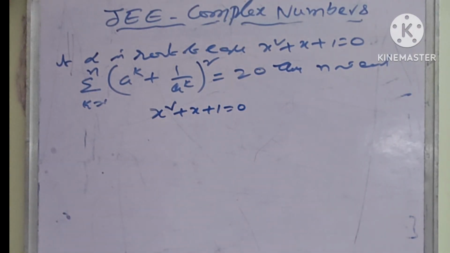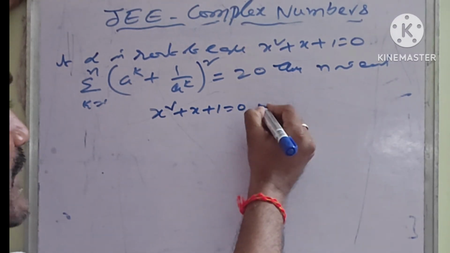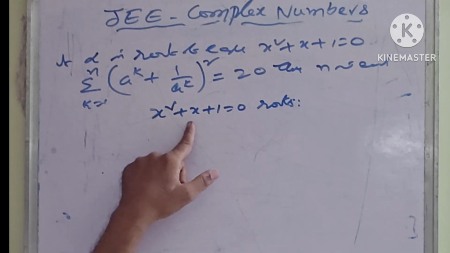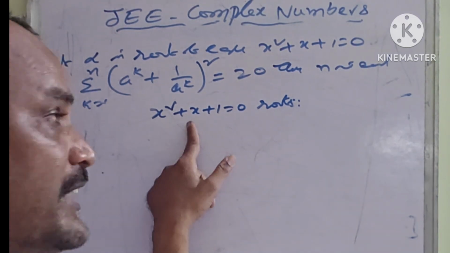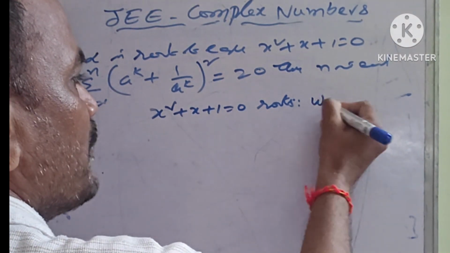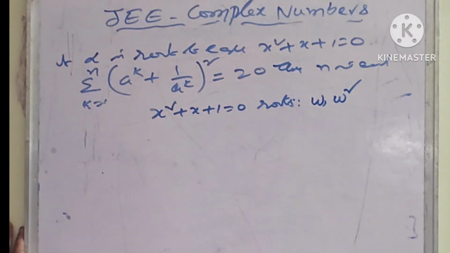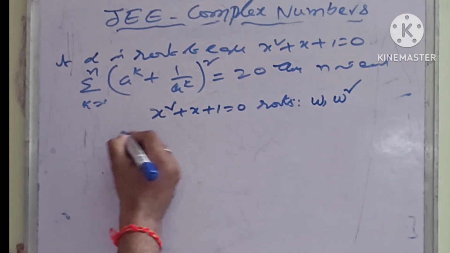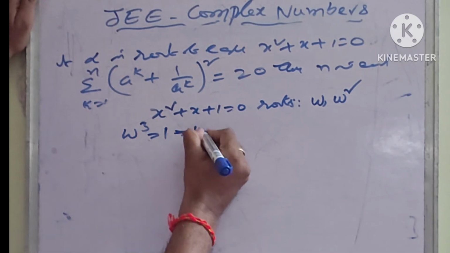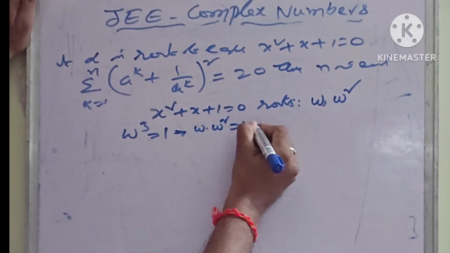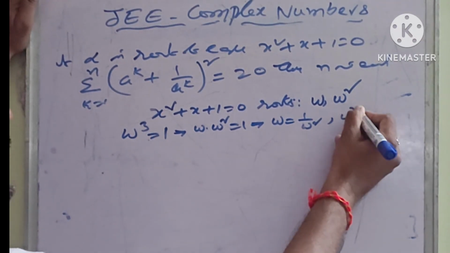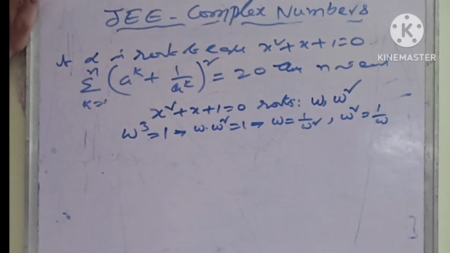So for this equation, we know that the roots are minus b plus or minus root of b square minus 4ac by 2a. Here minus 1 plus or minus i root 3 by 2. Then the roots are omega and omega square. Here the condition is omega cube is equal to 1. That means omega into omega square is equal to 1. Here omega is equal to 1 by omega square, or omega square is equal to 1 by omega.